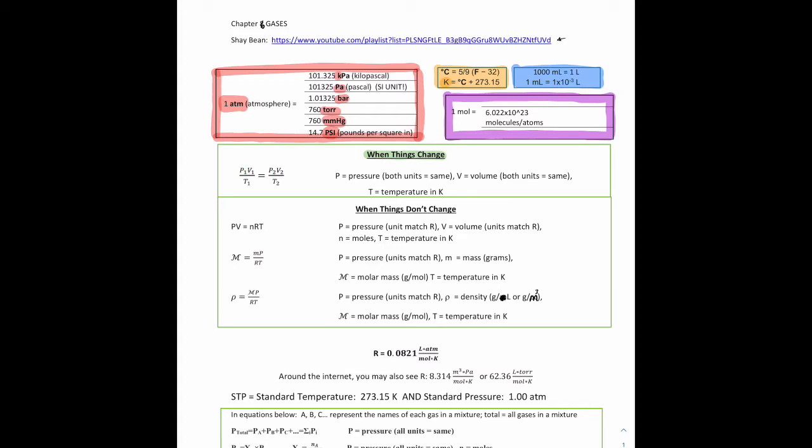Now, the other situation is when things don't change. It's when you're just looking at a system and you just want to know what is the pressure, what is the volume, whatever.